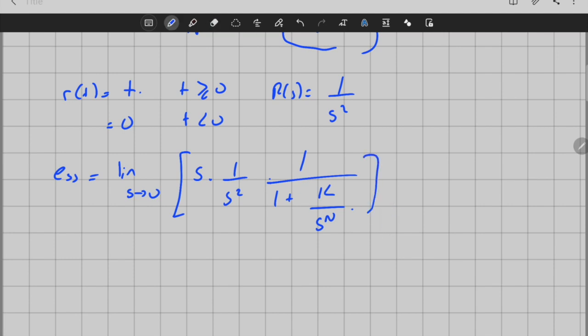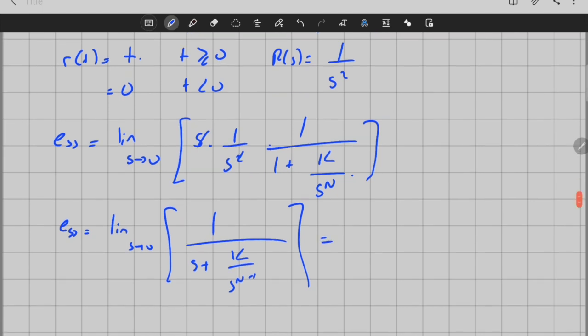Okay, that's great. So error steady state for unit ramp is limit s goes to 0, okay, so this is technically like this, 1 over s plus k times s to the power n minus 1. Okay, that's great. I think that's fine.